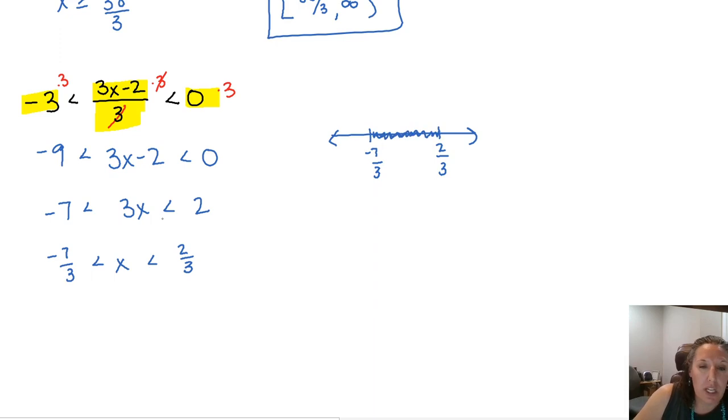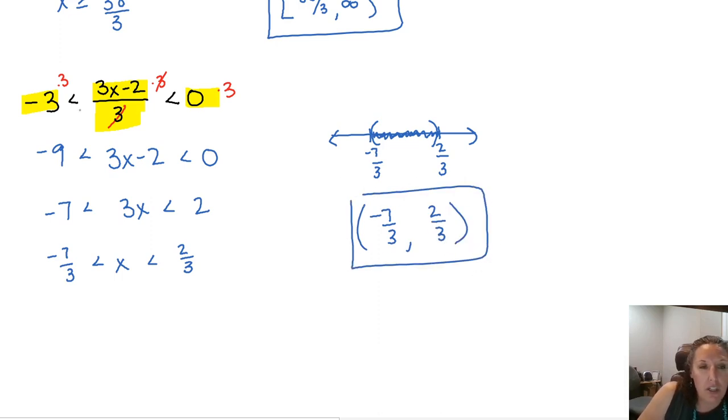Both of these are strictly less than, so we're going to have parentheses or open circles on our graph. And so our shading starts at -7/3, and that has a parenthesis on it, and it goes all the way to 2/3, which also has a parenthesis on it. You can pay attention, you can have one greater than or equal to and one strictly greater than, or vice versa, in which case you would have a square bracket on whichever side you have that equal to possibility.